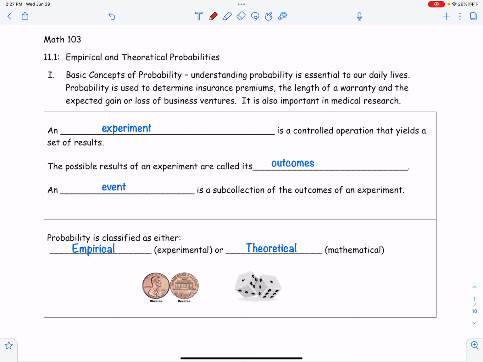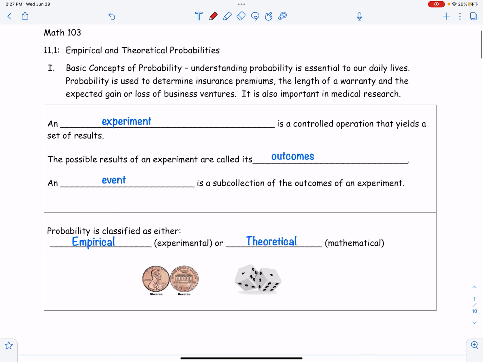Okay, so in chapter 11, we are going to be talking a little bit about probability. And chances are that's a term that you have heard before. The most common definition of probability is the chance that some event will occur. So, a few basic terms that you're seeing here that you'll hear referenced as you go through.